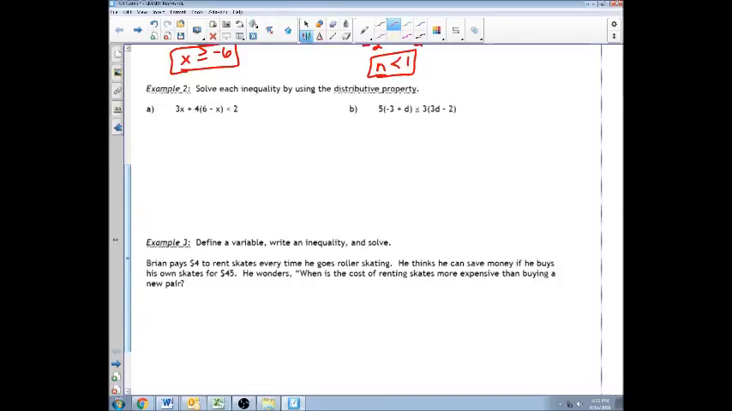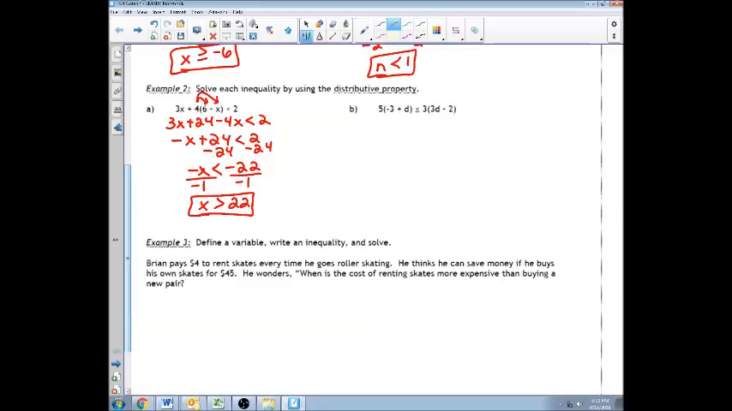On to example 2 where we actually have the multi-steps here. First thing I want to do, if this was an equation, I would do what first? I would distribute. So 4 times 6, 4 times negative x, give me 3x plus 24 minus 4x is less than 2. From here I'd want to go ahead and combine like terms. So 3x minus 4x would be negative x plus 24 is less than 2. Subtract 24, subtract 24. Negative x is less than negative 22. Now I need to divide by negative 1. So x would be greater than 22.